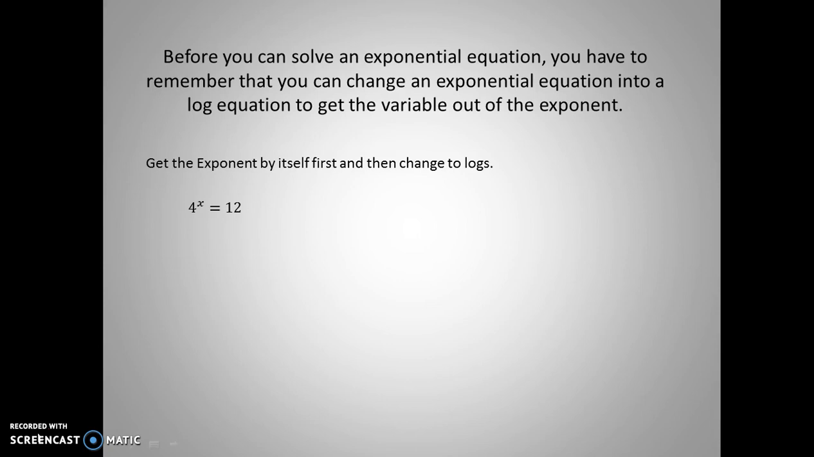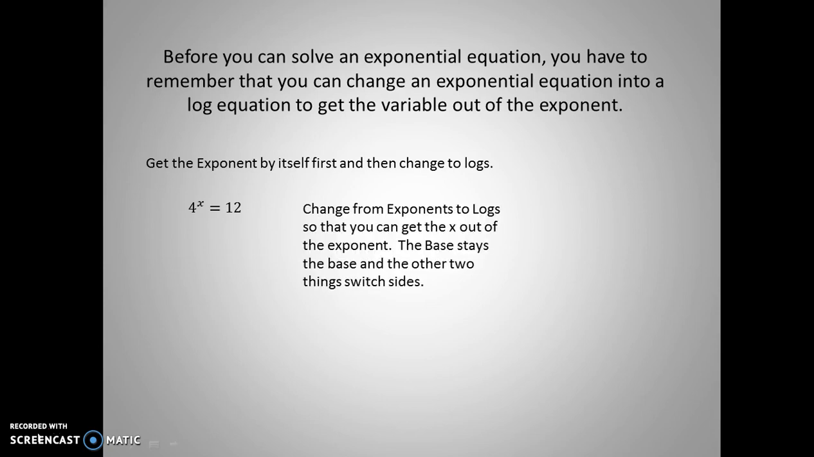So what I'm going to have to do is change it from exponents to logs, because everything on the left-hand side is just the 4 and its exponent. So the base stays the base, and the other two things switch sides. So, in other words, 4 to the x equals 12 is the same as log base 4 of 12 is equal to x. The x is by itself.